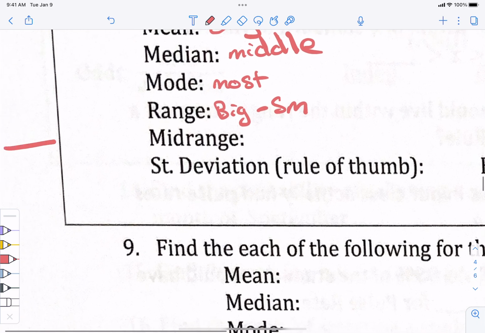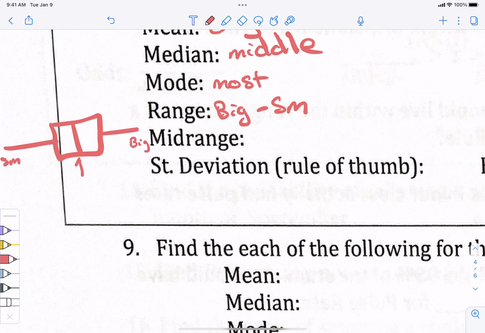When you do a box and whisker plot, you have your box and you have your whiskers and all that good stuff, right? This is your smallest number. This is your biggest number. This is your median. This is the quartile 1. Do you remember doing that? And this is the quartile 3. Your mid-range is going to be Q3 minus Q1. In other words, it is the length of the box that you have.